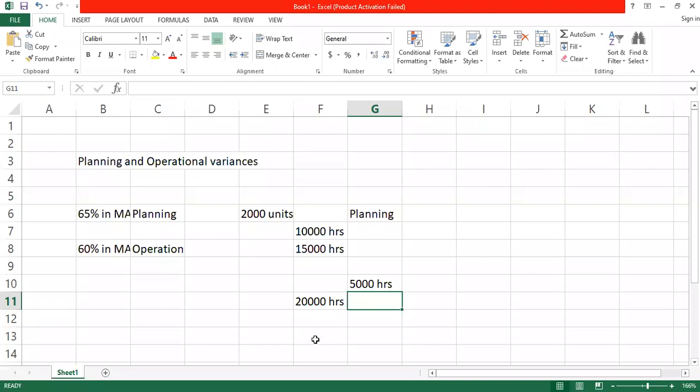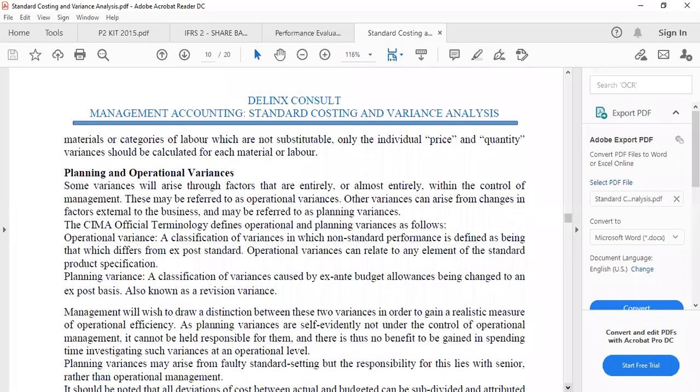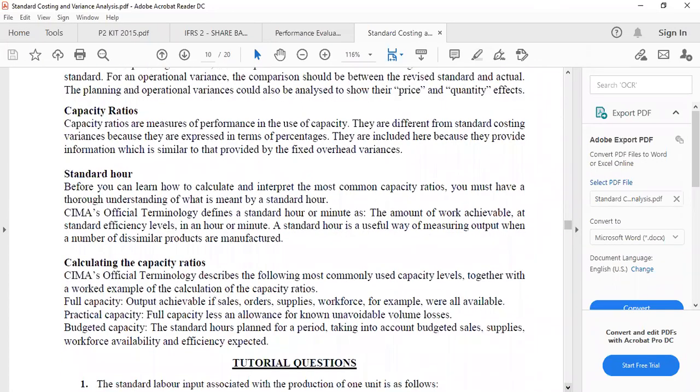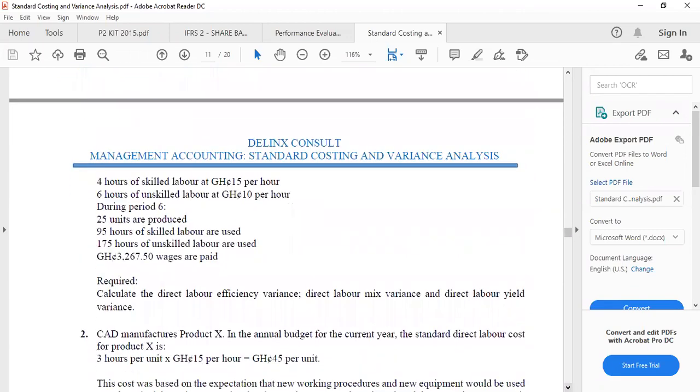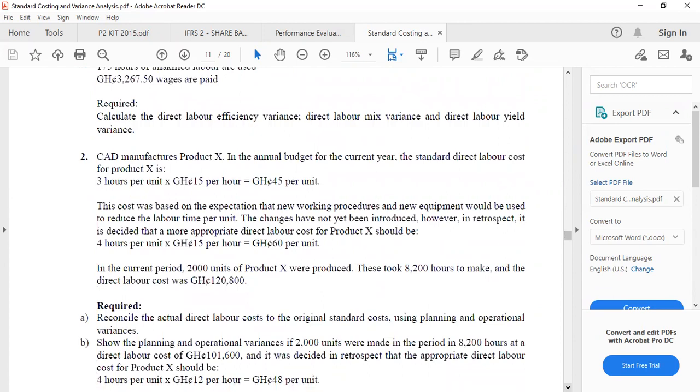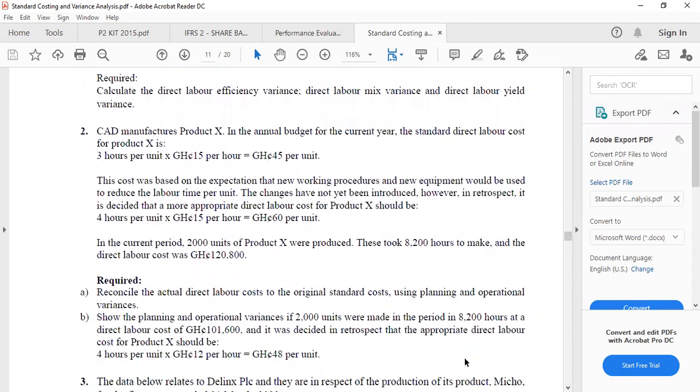So let's pick a question. With one question, we demonstrate that. Then I will move on to what we call performance evaluation. We are finishing today, so you should sit well. Let's move on. Question two. Someone should read. Who is reading? The person should read so that we move on fast.